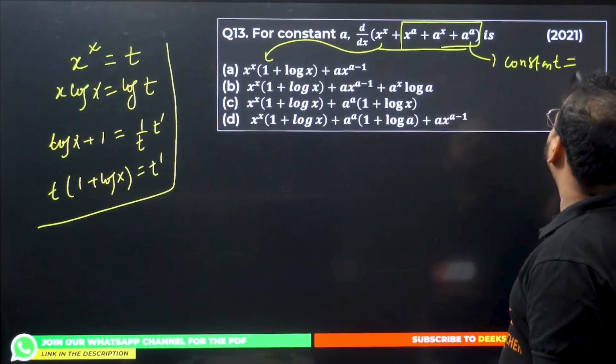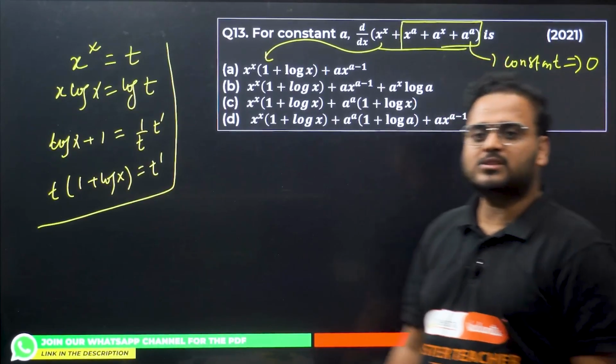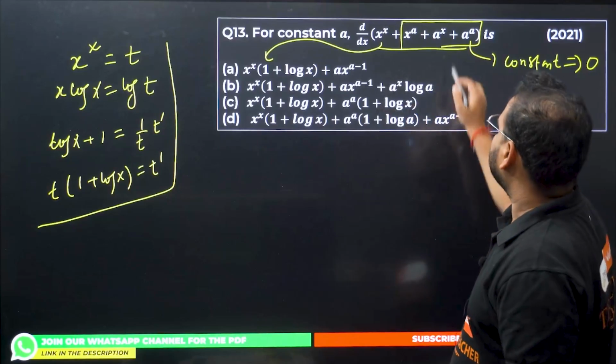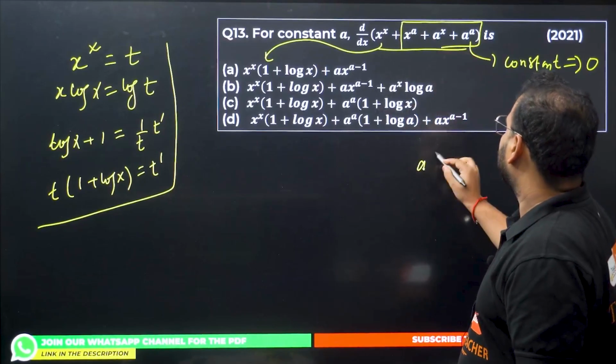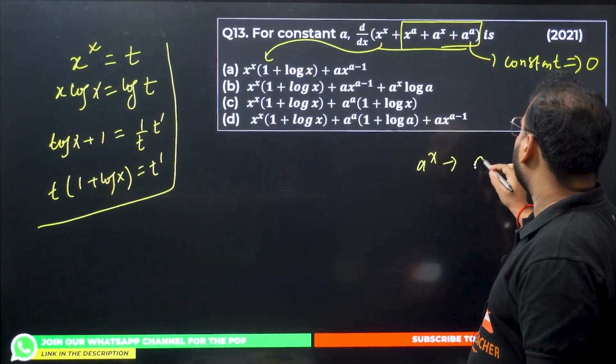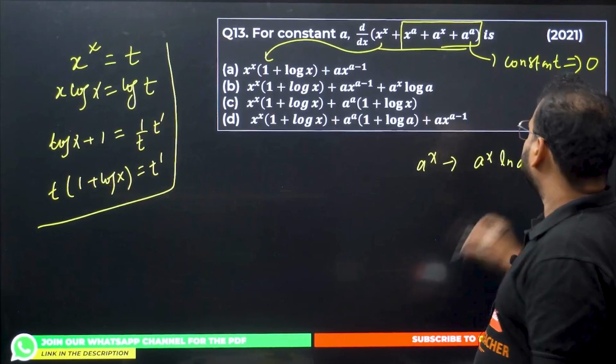A power a means the derivative will be 0. A power a is a constant, so the derivative is 0. A power x, sir, what is the derivative of a power x? We have a power x ln a. That's the derivative of this.